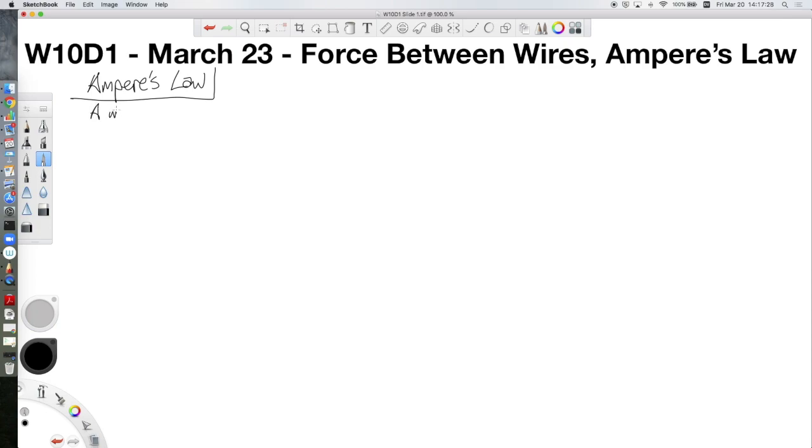And Ampere's law is fundamentally a way to find formulas for the magnetic field that isn't Biot-Savart law. And first I'm just going to write the formula for Ampere's law, and then we are going to unpack that formula because it's going to be something very new that we haven't seen very much of before.